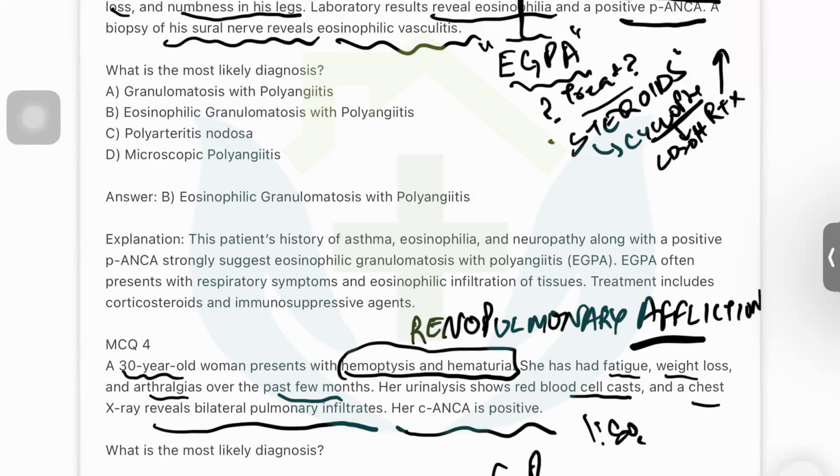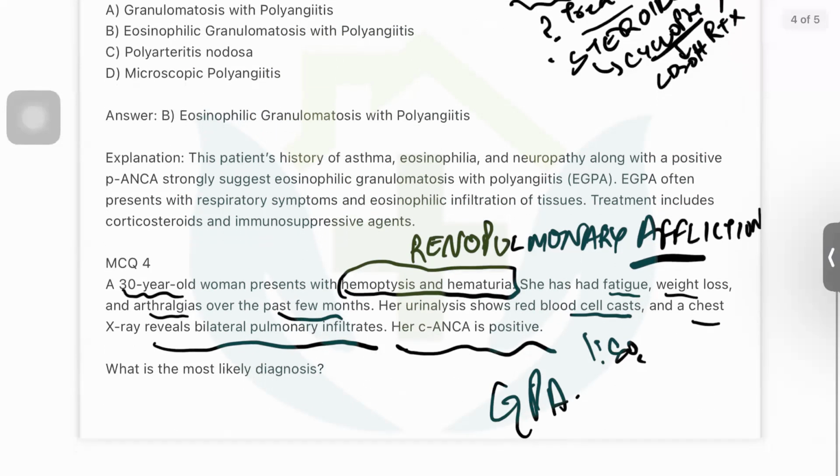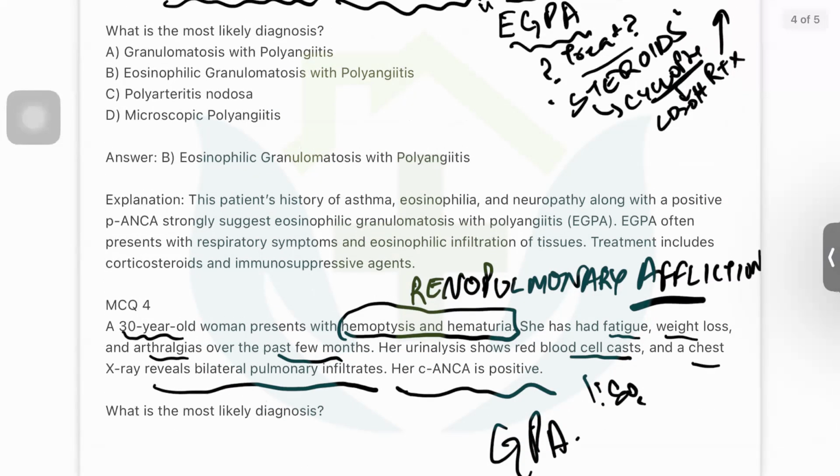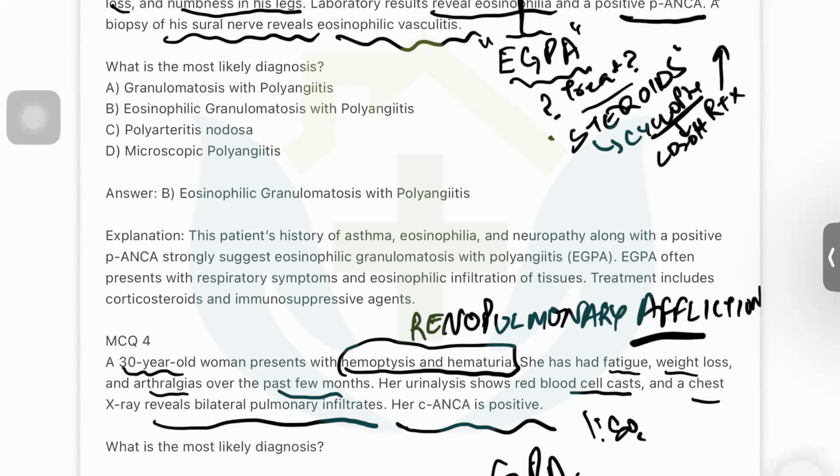GPA. So what is the treatment? Steroids and cyclophosphamide. So she has hematuria and hemoptysis, and you start directly with steroids plus cyclophosphamide. In case it doesn't work, because these patients get ventilated very fast, just move on to plasmapheresis.